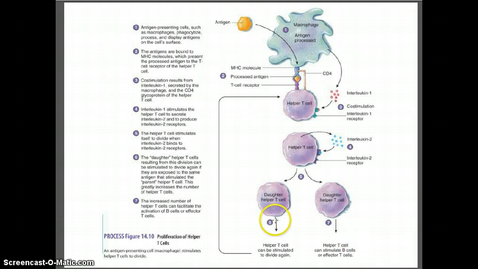Here is a summary that shows you the proliferation of helper T cells. Again, this is a good review. I'm not going to talk about it all now. This is available in your textbook, so please go back and look at it either on the non-narrated portion or in your textbook. It provides an excellent summary.